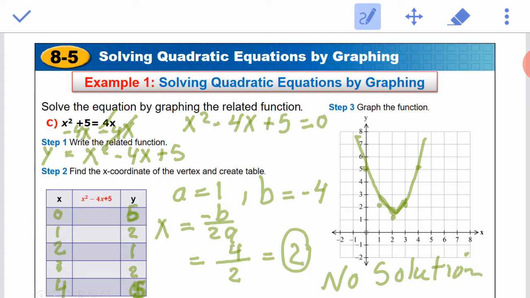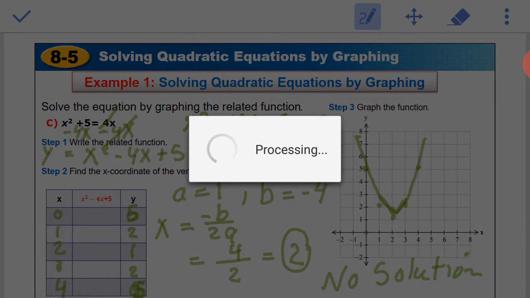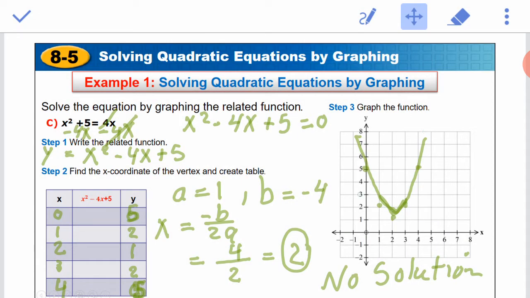And in conclusion, guys, there are 3 scenarios. The first scenario, 2 solutions when the parabola intersects the x-axis at 2 points. The second scenario, 1 solution if the parabola touches the x-axis exactly 1 time. And the third scenario, no solution if the parabola doesn't intersect the x-axis at all.